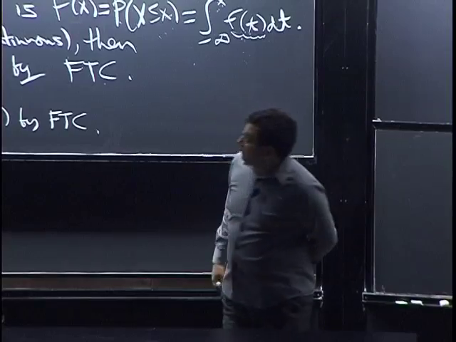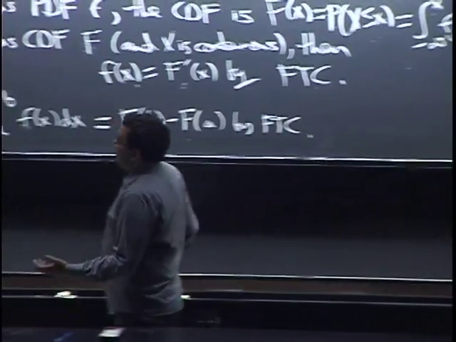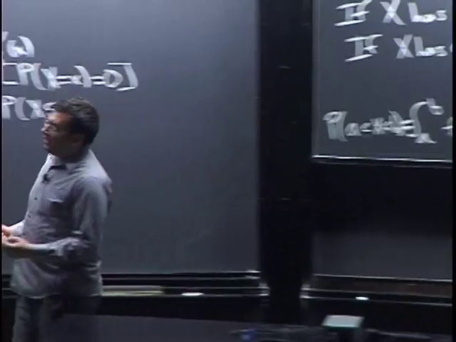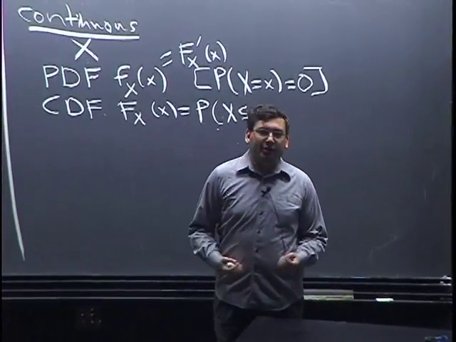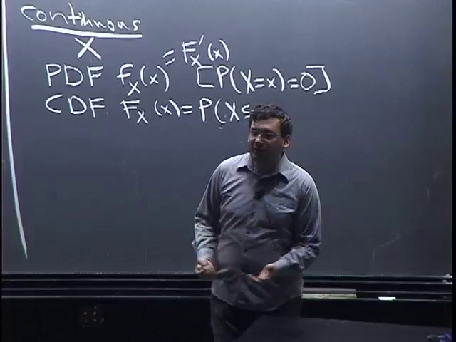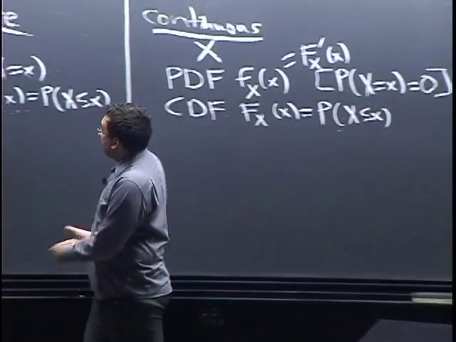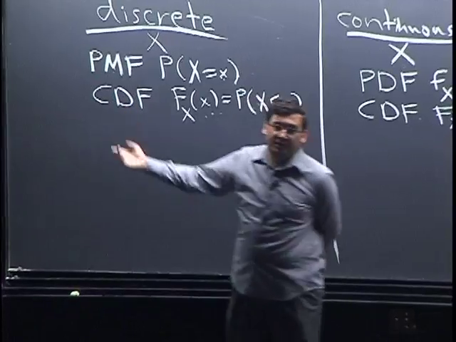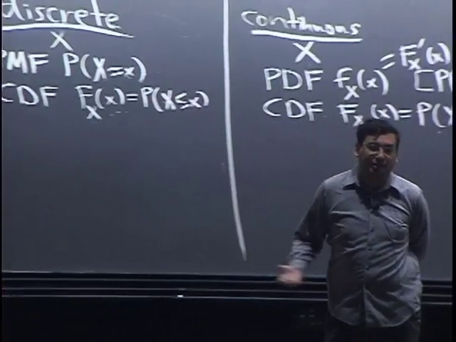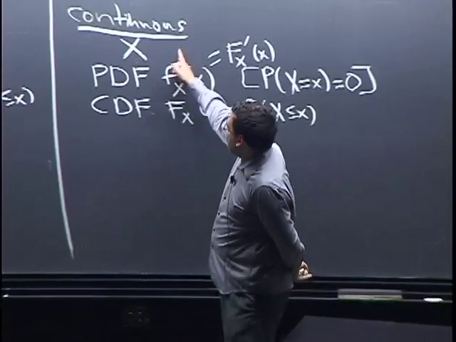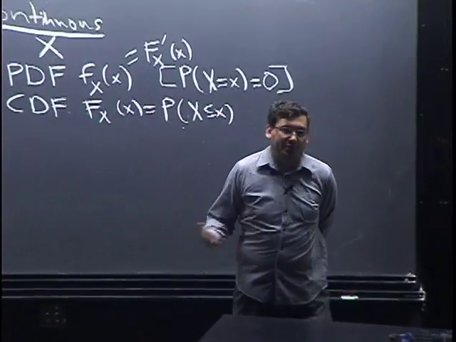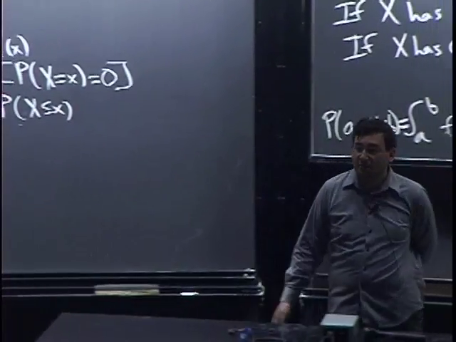Okay, so in general, if I ask you to find the distribution of whatever, in the discrete case, you can either give the PMF or the CDF. Those are equally valid ways to describe a distribution. In the continuous case, you can give the PDF or the CDF. Those are equally valid ways.